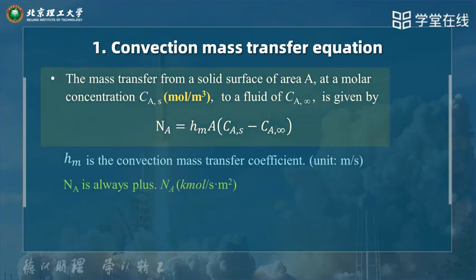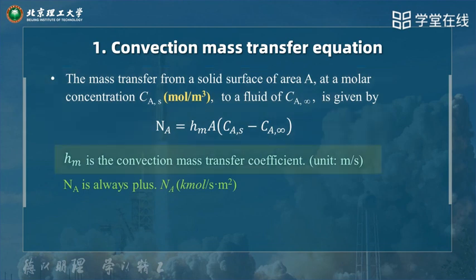The mass transfer from a solid surface of area A at a molar concentration CAS to a fluid of CA infinity is given by NA equals hm A times the concentration difference. hm is the convection mass transfer coefficient. NA is always positive. Its unit is kilomoles per second per square meter. It is a flux.